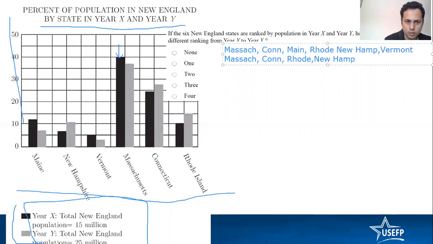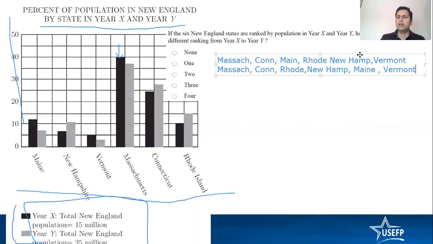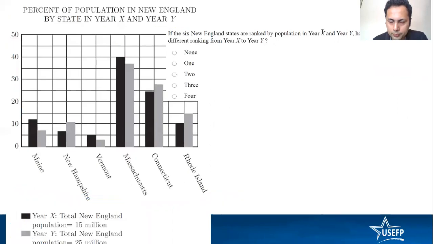After New Hampshire, it was Maine, and then Vermont. So the question was, how many states had a different ranking from year X to year Y? In years X and Y, Massachusetts and Connecticut had the same ranking. Vermont had the same ranking. And in between, Maine, New Hampshire, and Rhode Island exchanged places. So the correct answer is 3 states had a different ranking in year Y.